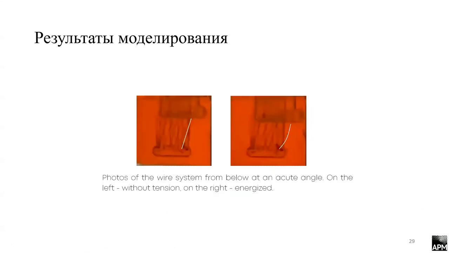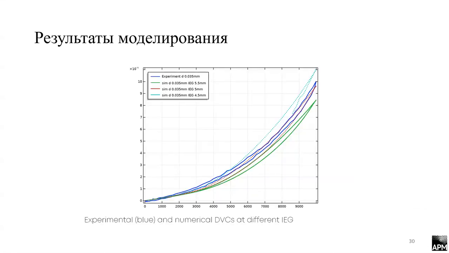Why it could be. Here is just photos of wires. Here you can see six wires, and I underlined the border wire without and with voltage. And due to electrostatic forces, the wires begin to push at each other, and the inter-electrode gap changes. So we have not 5.5 millimeters of inter-electrode gap, but smaller. And that is why the current in experiment is bigger than in simulation.